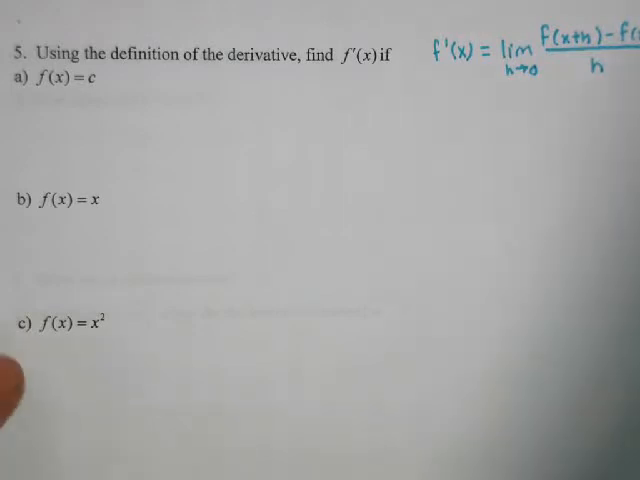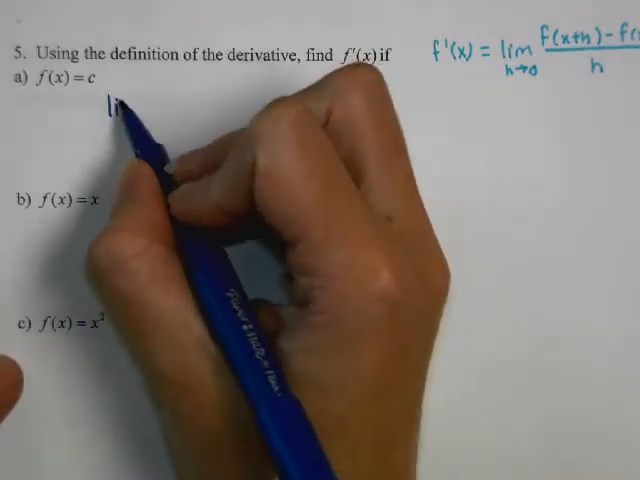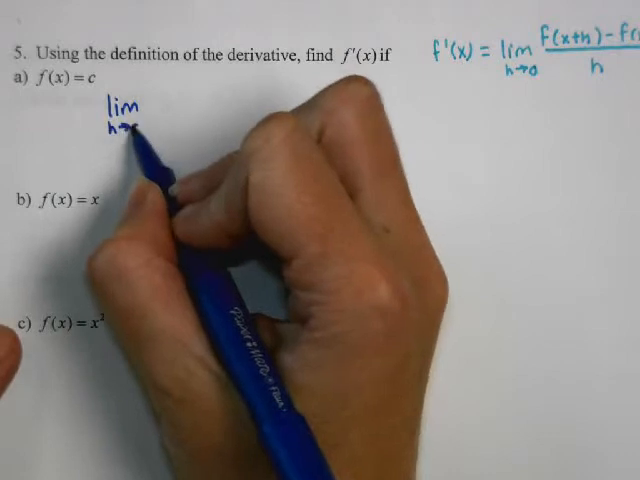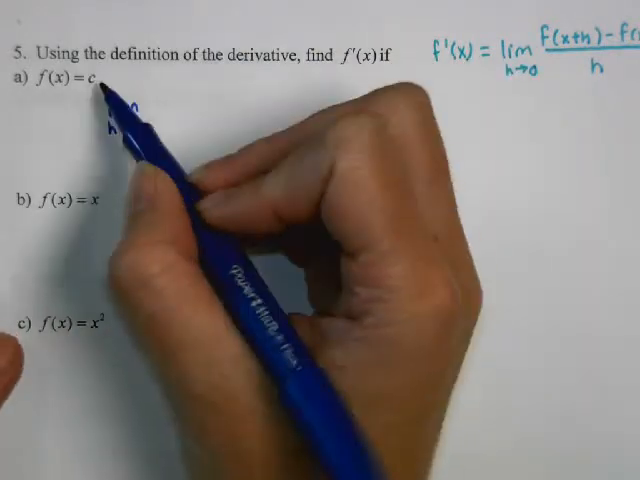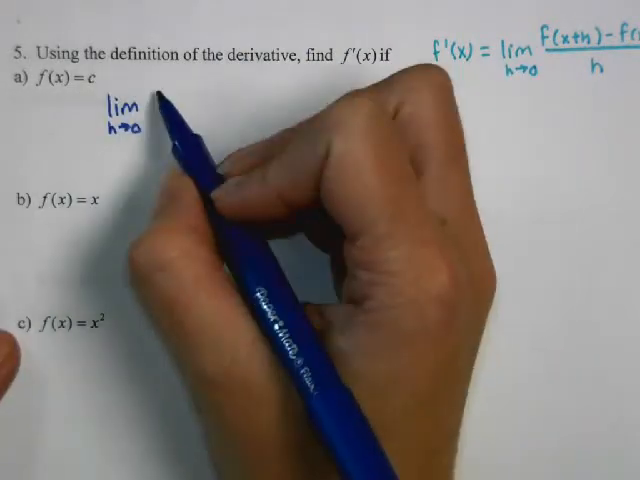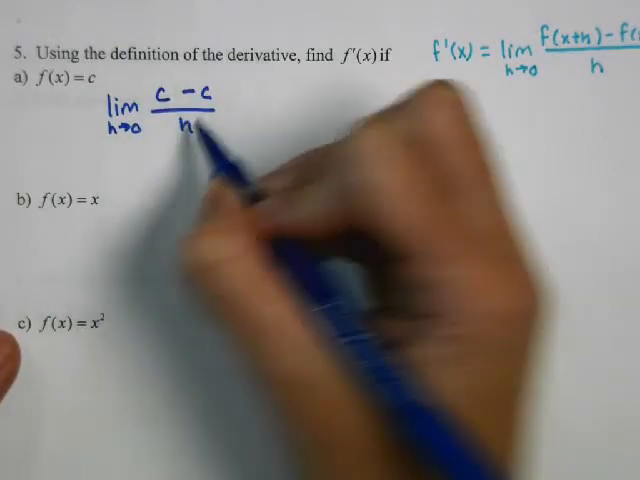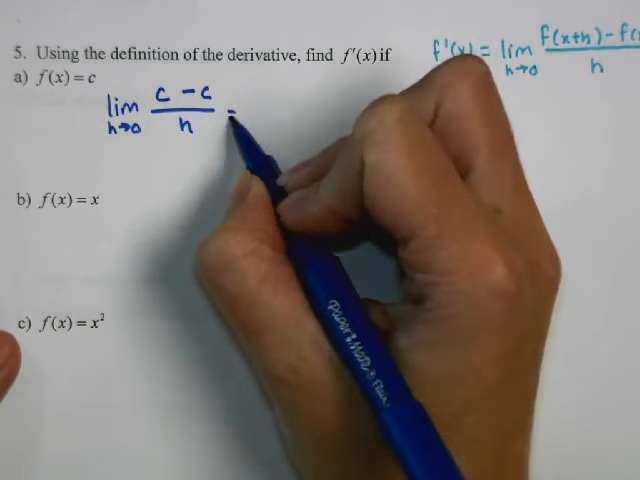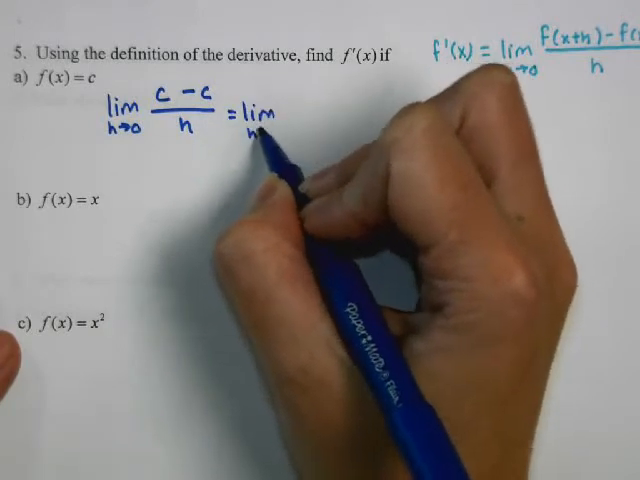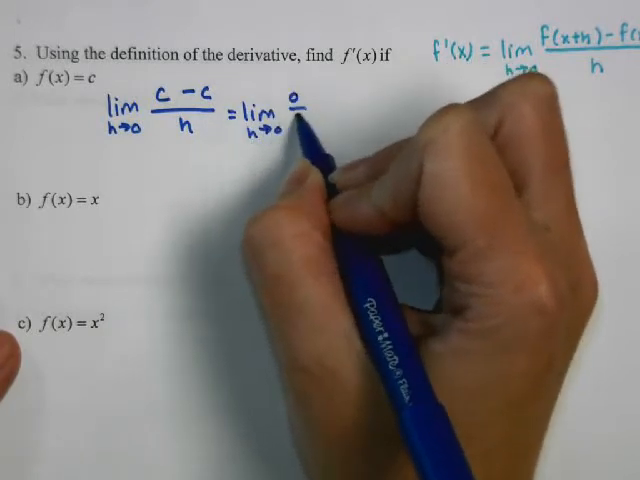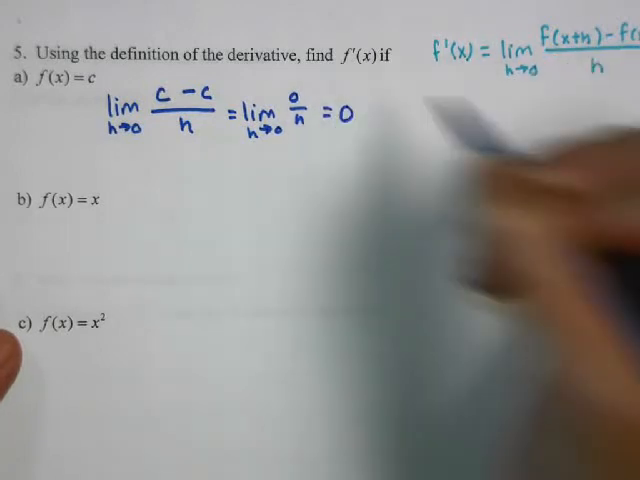So for this first one, we're going to look at the limit as h goes to 0 of f of x plus h. Well, f of x plus h is going to be c. F of x is c, over h. So we get the limit as h goes to 0 of 0 over h, which is just going to be 0.